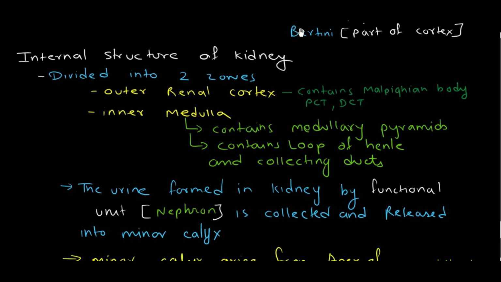Okay, just a quick revision. It is divided into two zones: the outer renal cortex, which contains malpighian body, PCT, and DCT, and the inner medulla, which contains medullary pyramids, loop of Henle and collecting ducts.